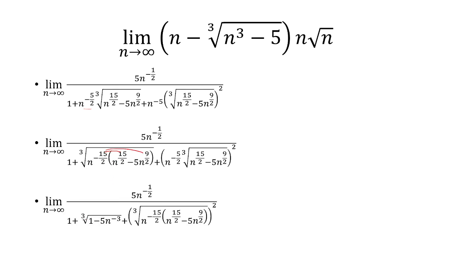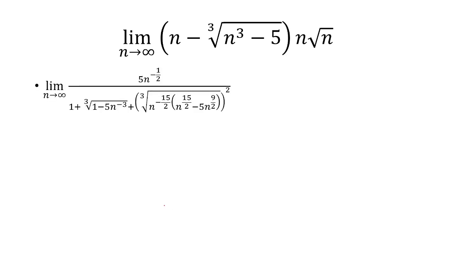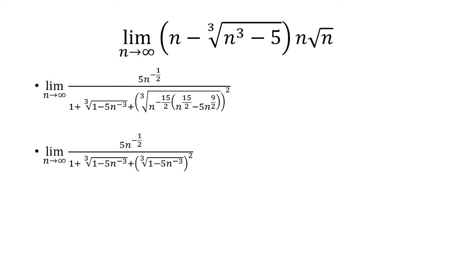So you get the cube root of 1 minus 5n to the negative 3 power. And then here, when we cube n to the negative 5/2, we get n to the negative 15/2 power. So again, this is going to have to distribute. So we get it again, 1 minus 5n to the negative 3.